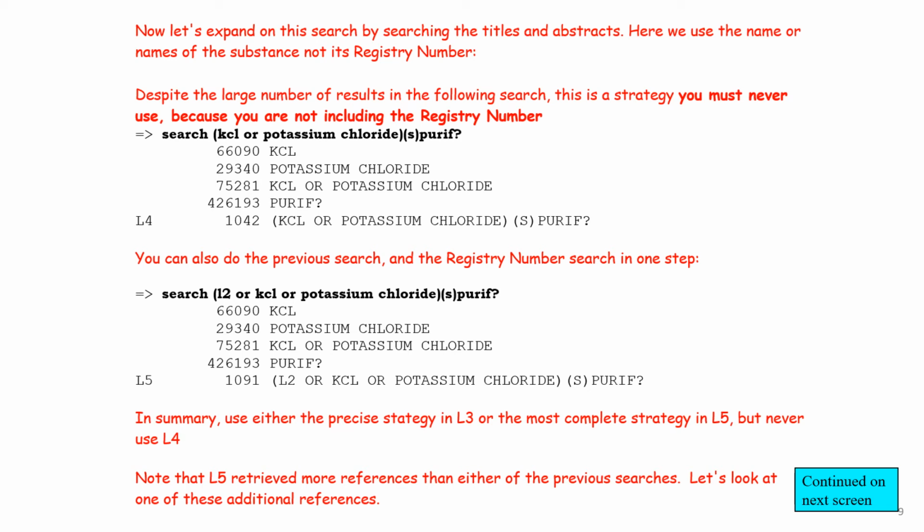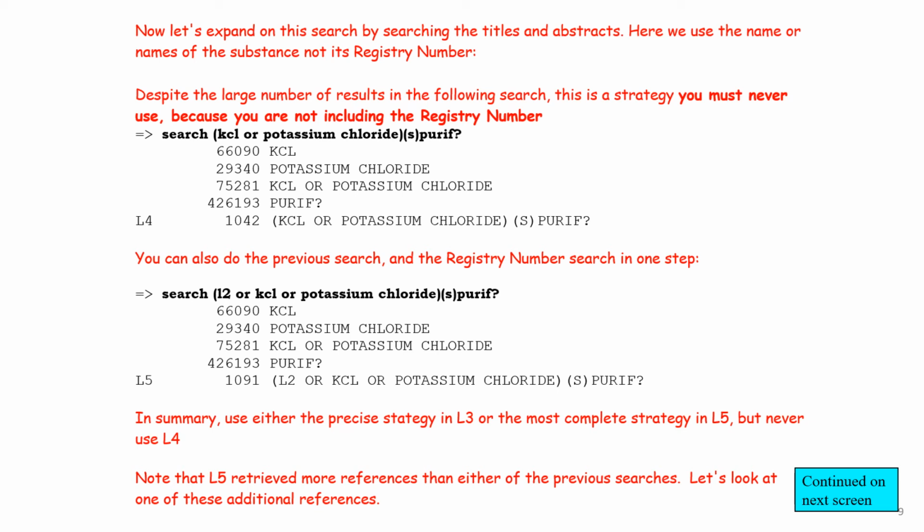So this search at the top is one you should never do. The one at the bottom, L5, is an option to the one search we saw on the previous screen. Instead of getting 200, I've gotten more than 1,000. I said search L2, which is searching the registry number, or its molecular formula, or its name, also closely related to purification. So which search is correct? Which is the ideal search? The specific one that gives you 200, or this one that gives you over 1,000?